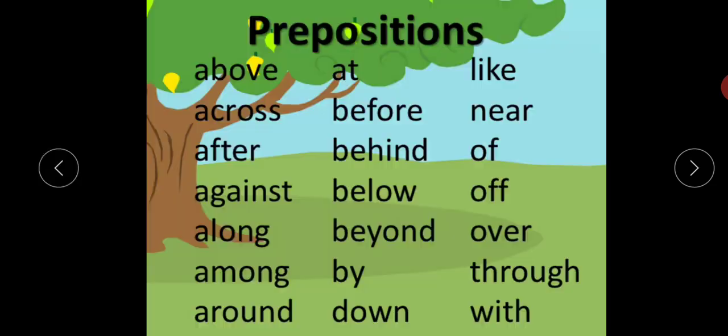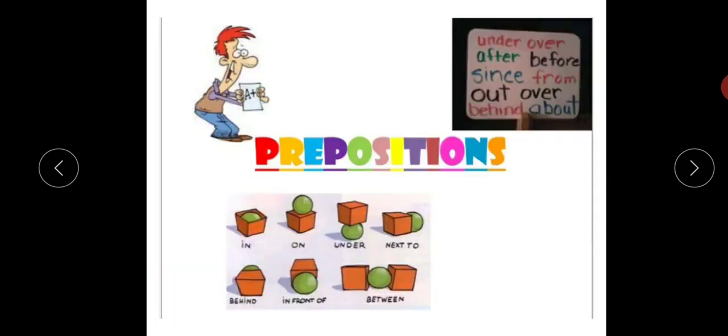And prepositions, there are many types, like we have got 8 types totally, but here for you they have prescribed only 2 or 3 or 4. So prepositions of time, place and movement are prescribed for you, and these are all the common prepositions you find: above, across, after, against, along, among, around, at, before, behind, below, beyond, by, down, like, near, off, over, through and with. These are all the common prepositions you find, right?